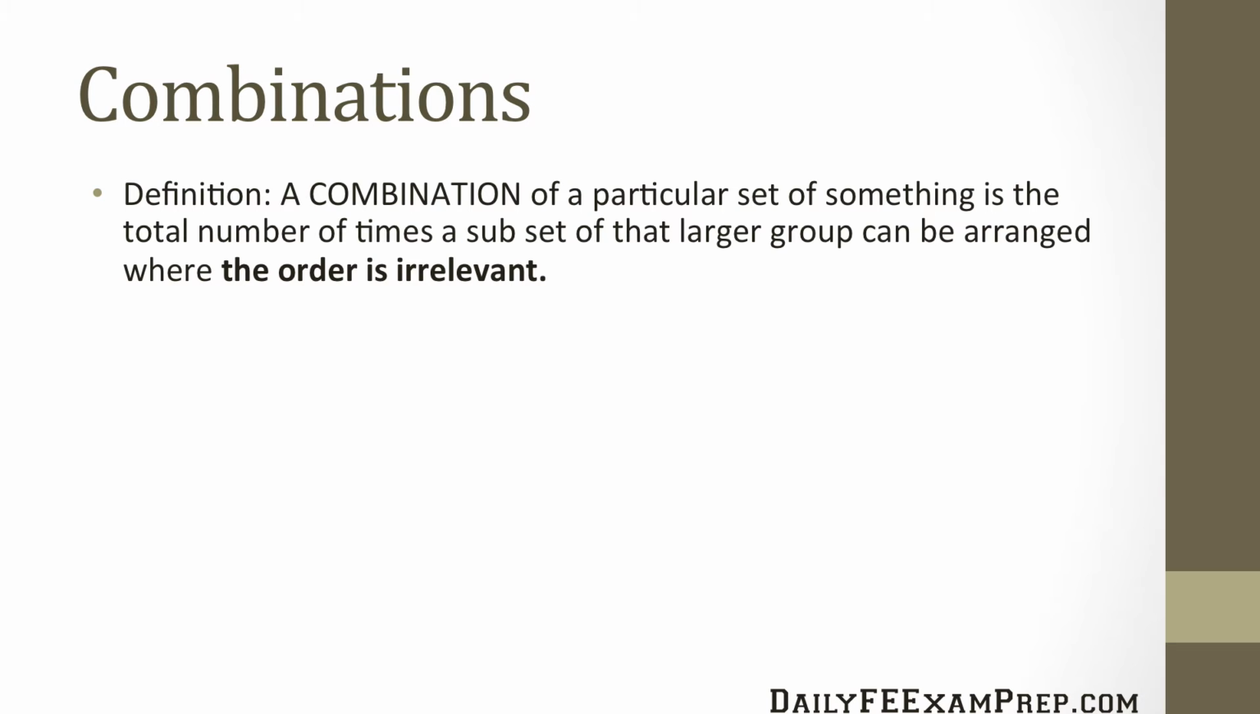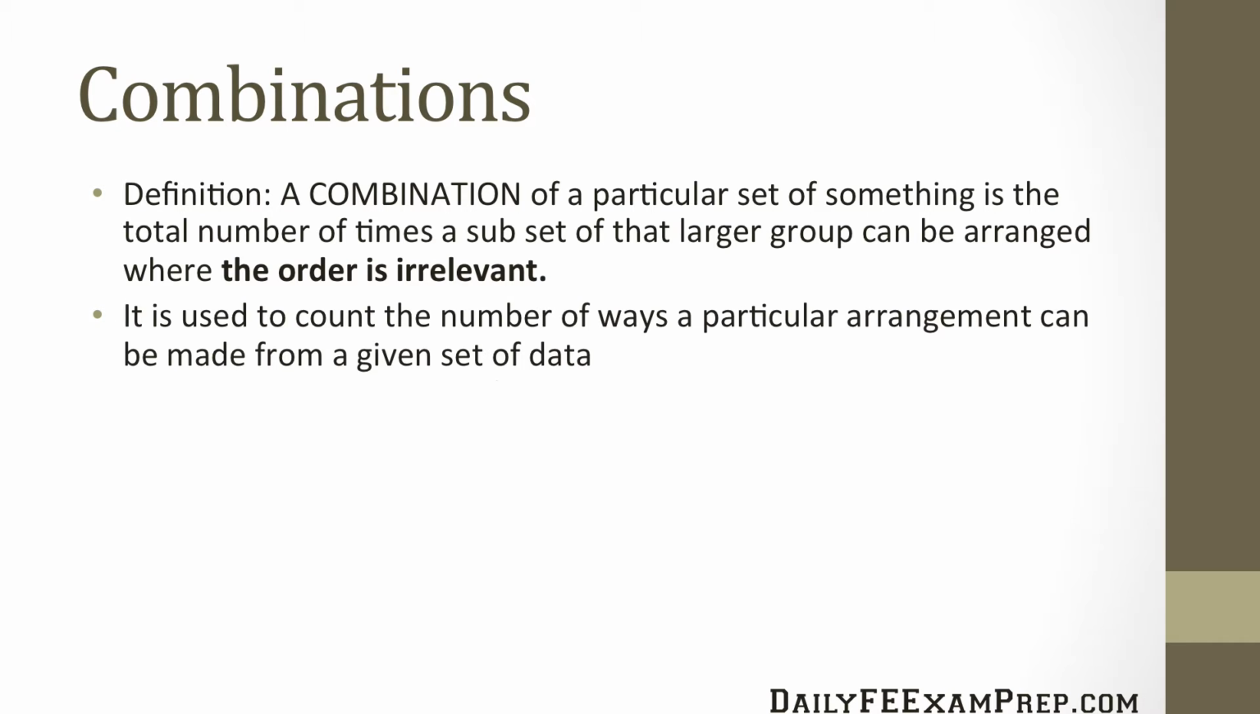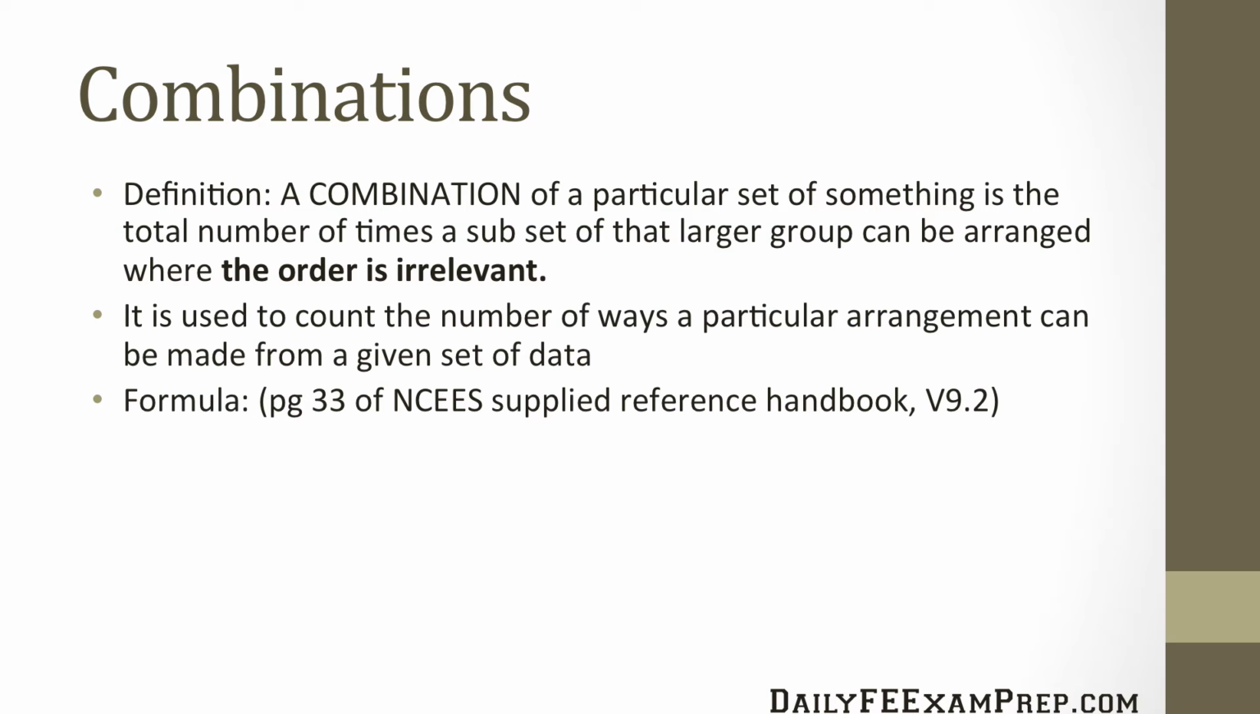So the definition of a combination of a particular data set is the total number of times a subset of that larger group can be arranged where the order is irrelevant. That gets a little confusing, but don't worry, we'll break it down in just a little bit. It's used to count the number of ways a particular arrangement can be made from a given set of data. And the formula is given on page 33 of the NCEES Supplied Reference Handbook, version 9.2.